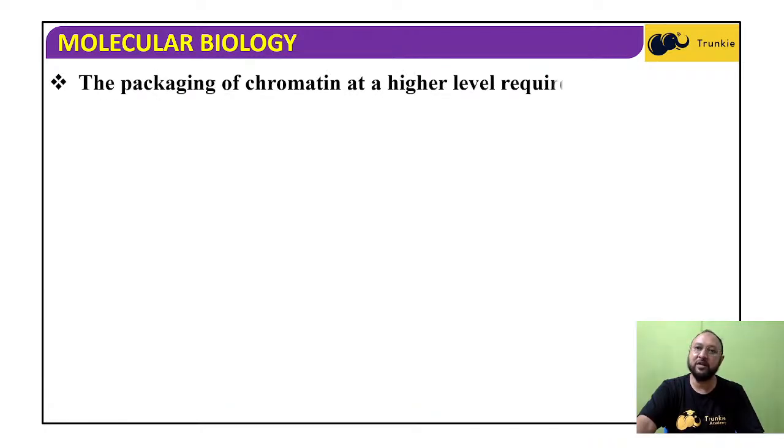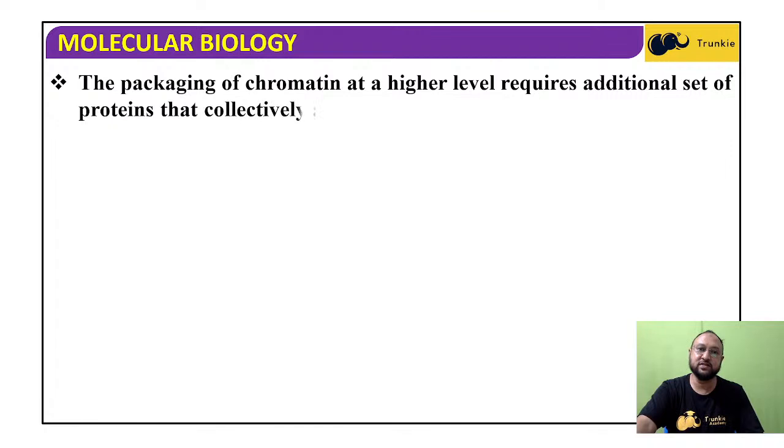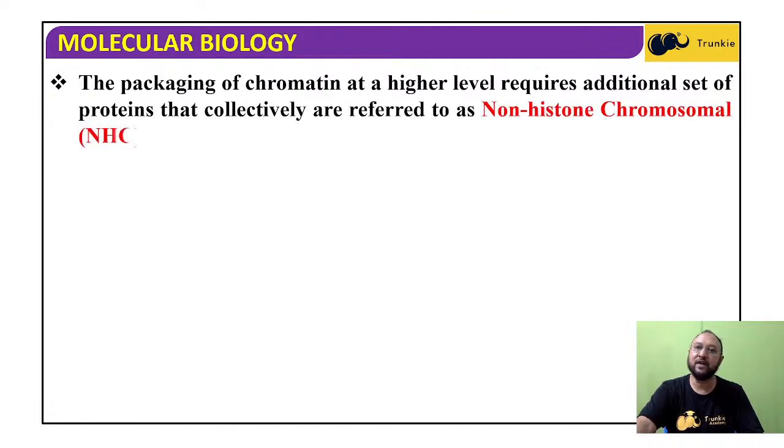The packaging of chromatin at a higher level requires an additional set of proteins that are collectively referred to as non-histone chromosomal proteins, NHC. So for further packaging of the chromatin fiber, condensing and coiling, forming a compact structure, some other proteins are required, and these are called non-histone chromosomal proteins, NHC.